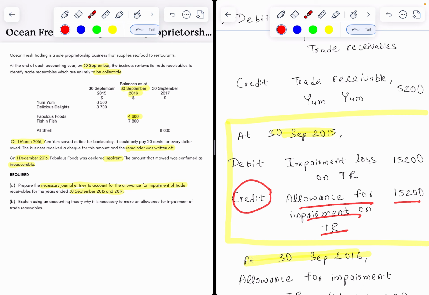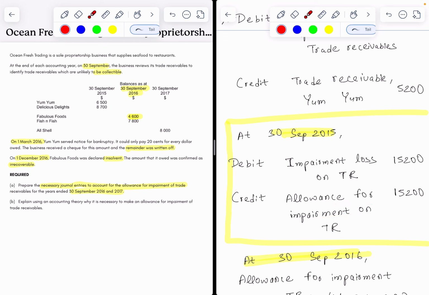And at 30 September 2015, we would also be recording an expense, which is the impairment loss on trade receivables, and all expenses whenever they are incurred by default are debited. And therefore, we'll be debiting the impairment loss on trade receivables by $15,200, right?